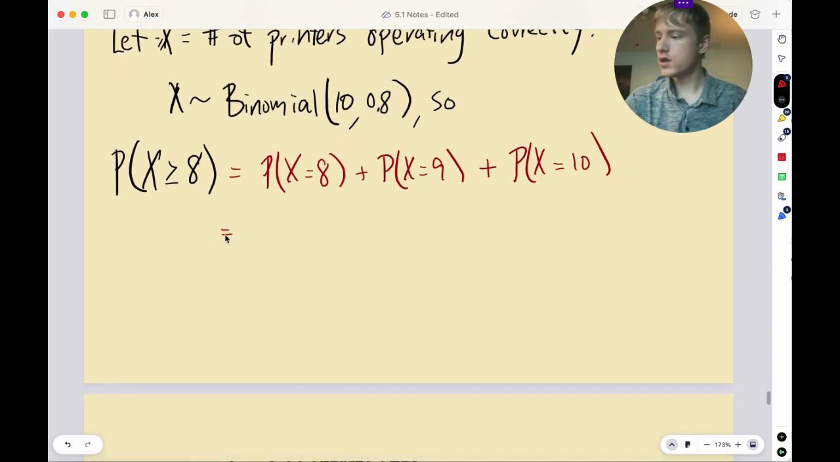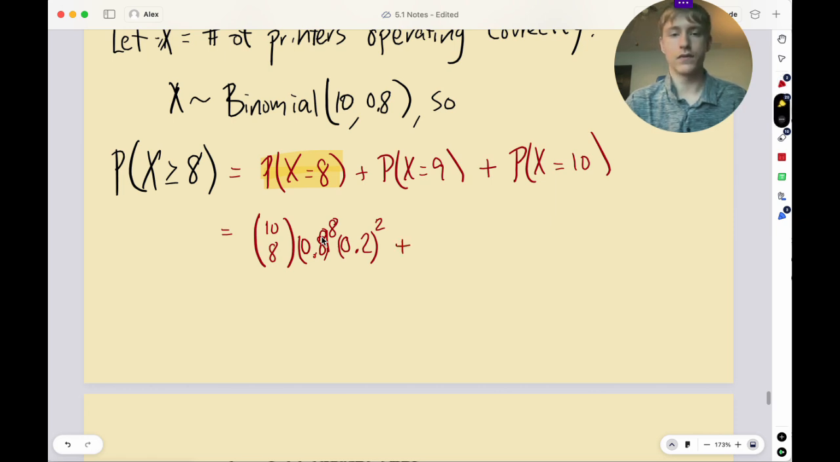So what's the probability that x equals 8, for example? I'm just going to do perhaps one of these. The probability that x is equal to 8 is going to be n choose 8 times the probability of success raised to the 8 times the probability of failure, which has to be 0.2, raised to the 10 minus 8, which is also 2. Plus, I guess we can do the other ones as well.